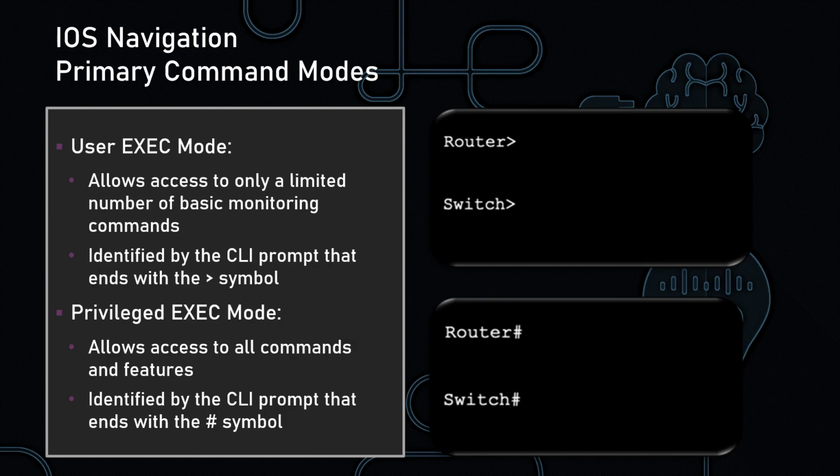In privileged exec mode, you'll notice that the prompt changes. It's now a # or hash or octothorpe, depending on your reference. This allows access to all commands and features, and there are sub-modes inside of privileged that allow us to access other things.